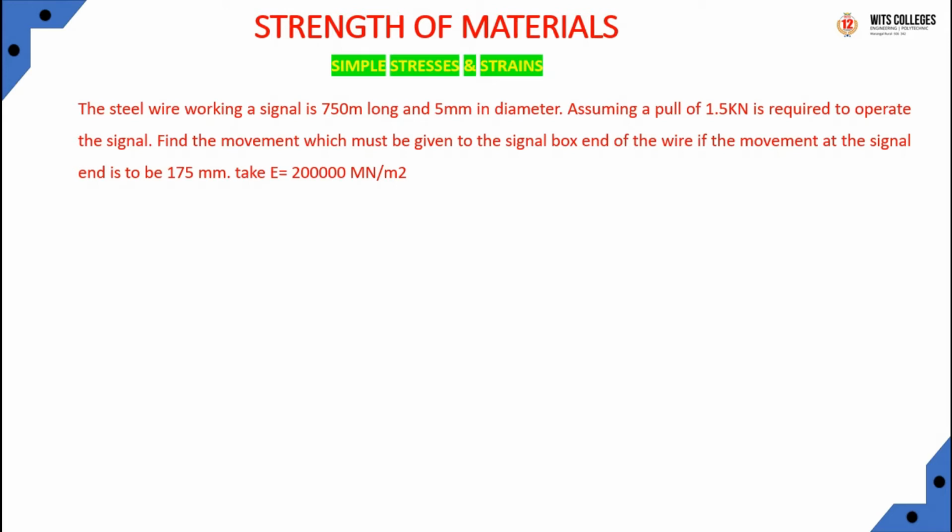The problem is: a steel wire working a signal is 750 meters long and 5 millimeters in diameter. Assuming a pull of 1.5 kilonewtons is required to operate the signal, find the movement which must be given to the signal box end of the wire, if the movement at the signal end is to be 175 millimeters. Take Young's modulus E equals 2 lakh meganewton per meter square.